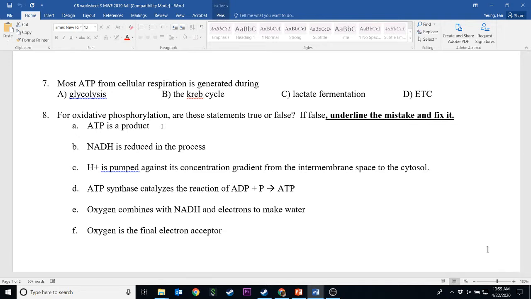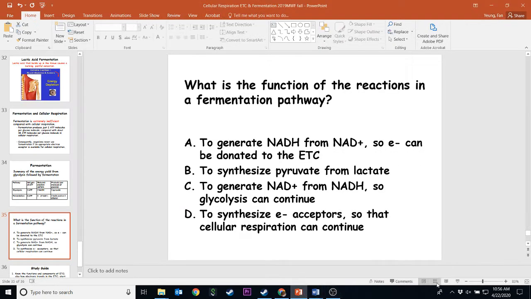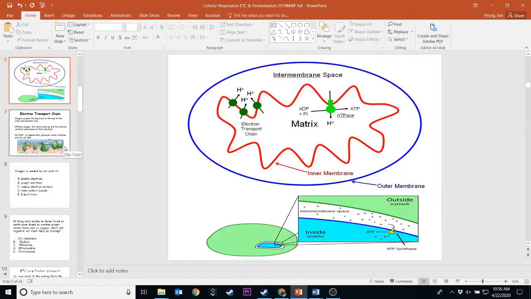Now, the one that I want you guys to look at is C here. It said proton or hydrogen ion is pumped against its concentration gradient, which looks good so far, right? But from where to where? This is the key part. Is this correct? A lot of you missed this. So you need to make sure you understand where does it pump. And you go back to this PowerPoint here. Remember, I have this little picture here. Hydrogen ion pump from where to where? Here's where you find the answer, okay?